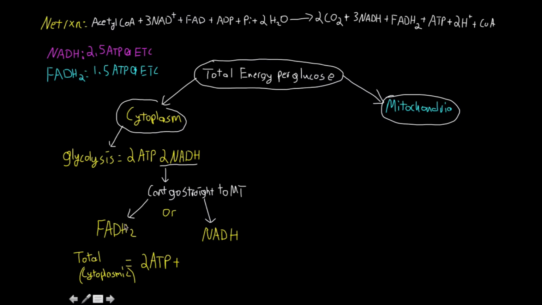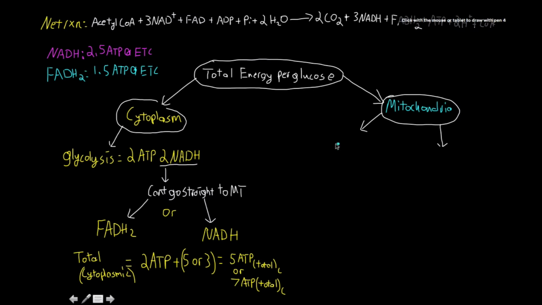Because of whether it's FADH2 or NADH, and we have 2 of them, that could either give us 2 molecules of FADH2, which would be 2 times 1.5, or 2 molecules of NADH, which would be 2 times 2.5. The total ATP produced just from the metabolic reactions of the cytoplasm can be 2 plus 3, or 5, which means that we could either have 5 or 7 ATP being produced.